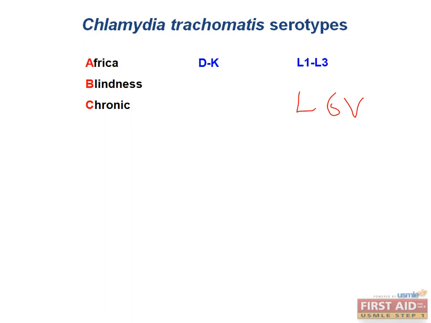How about painful ulcers? There's 2 answers here. Remember, Haemophilus ducreyi causes painful ulcers, and the other one is herpes simplex virus, which causes painful vesicles that then erupt and form painful ulcers. LGV progresses from small, painless ulcers to painfully enlarged inguinal nodes.